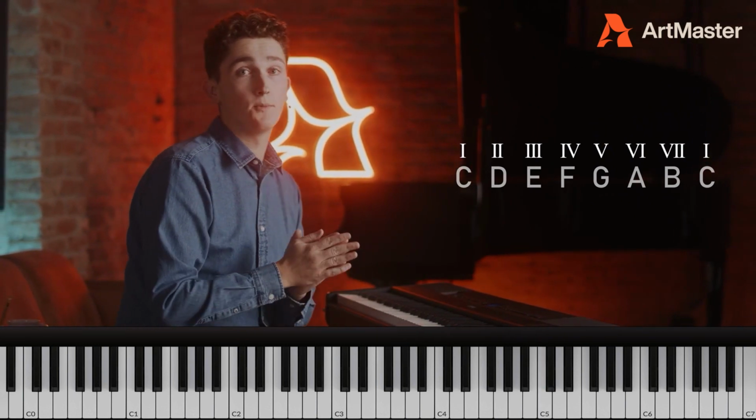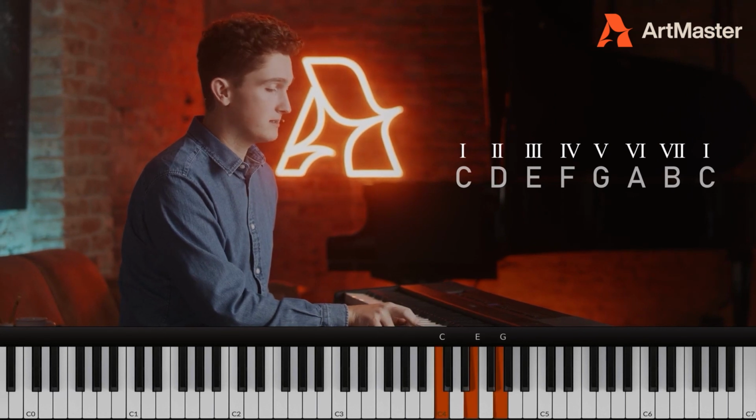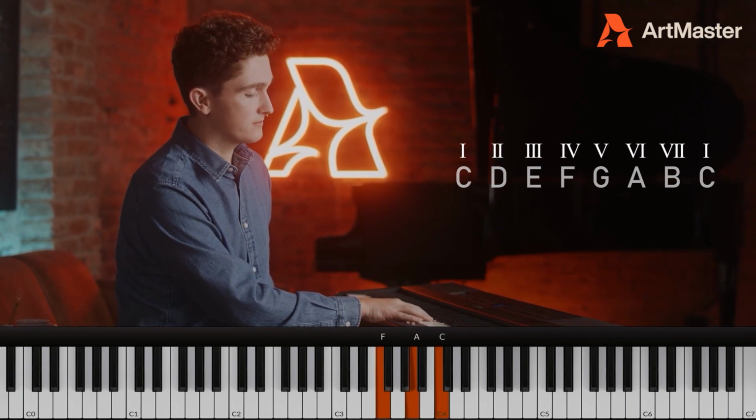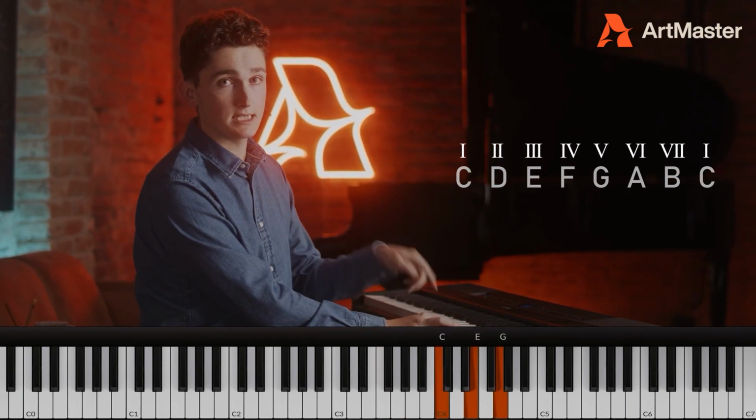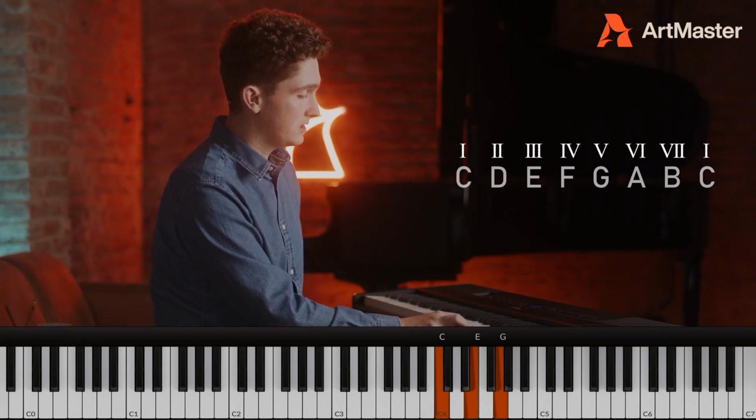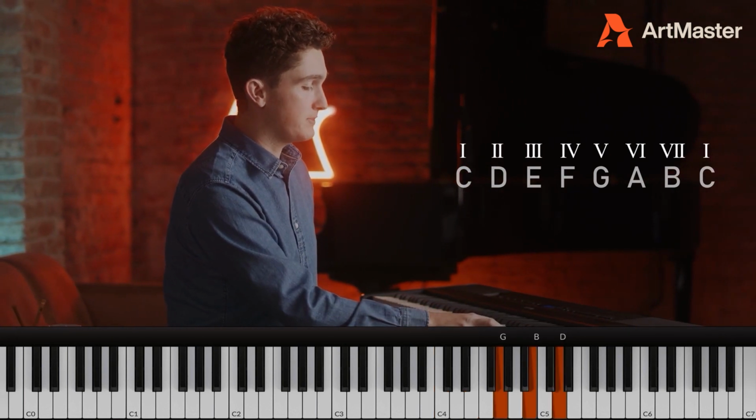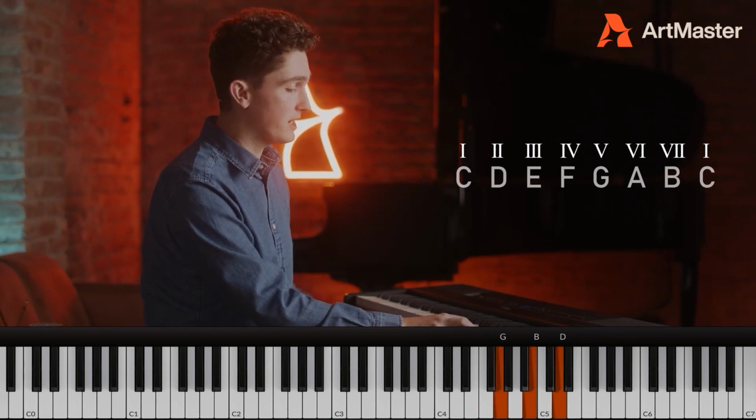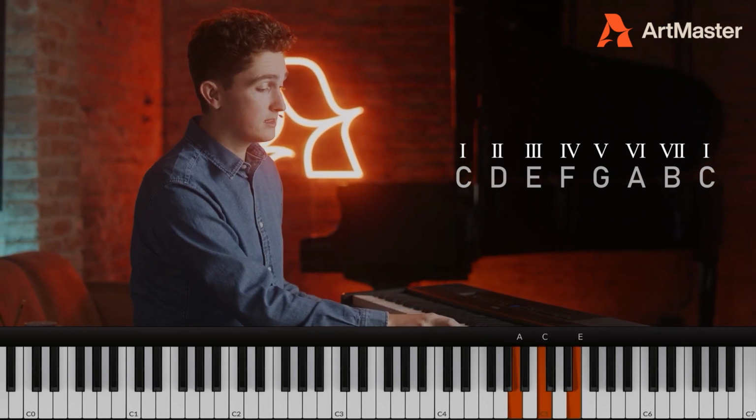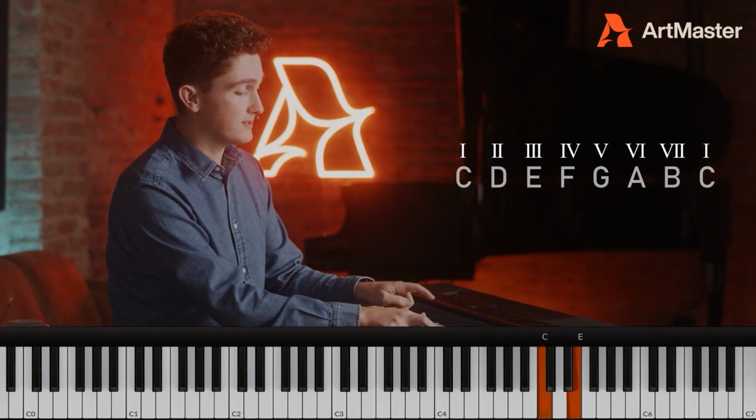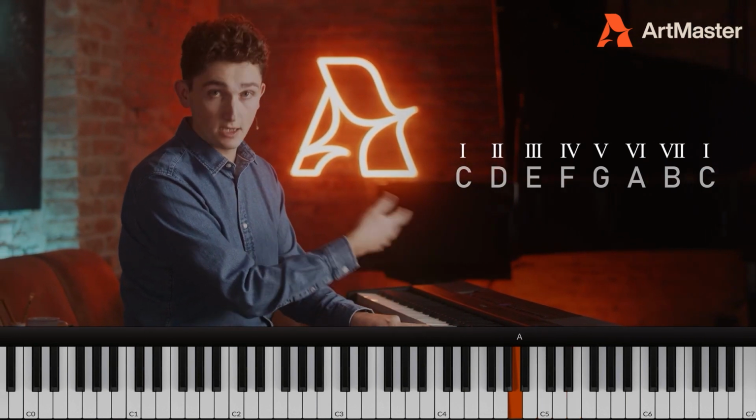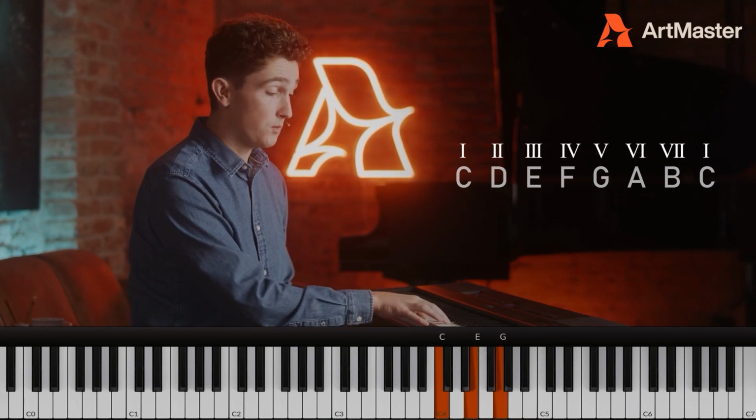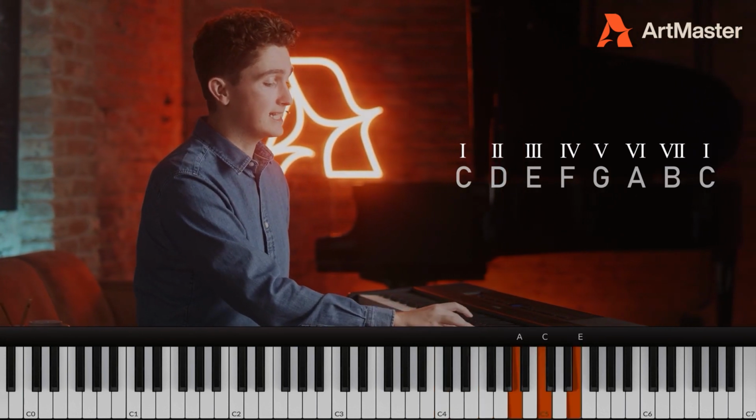So, if we had a chord progression that went C, G, A minor, F, well, the chord C is number 1 because it's the first note of the major scale. The chord G is built on the fifth note of the major scale, 1, 2, 3, 4, 5. So we call it the fifth chord, number 5. The next chord, A minor, is on the sixth degree, 1, 2, 3, 4, 5, 6. And same for the fourth degree, F. 1, 2, 3, 4. So it's 1, 5, 6, 4.